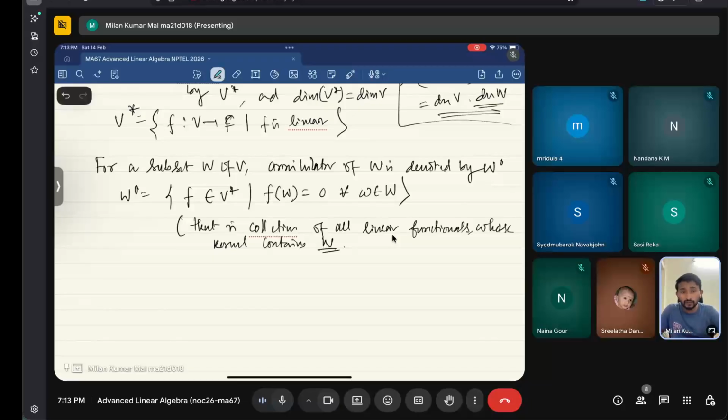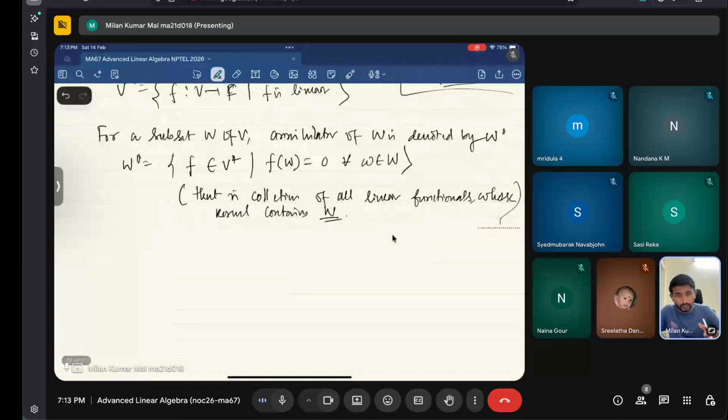Right now we don't see any connection with the hyperplane or hyperspace, but there is a connection that I'm trying to explain. If you are not able to understand, this is also not much required. In fact, per problem you need only the statement, but it's better to know because these are the conceptual things. So W naught is this, and it will always form a subspace.